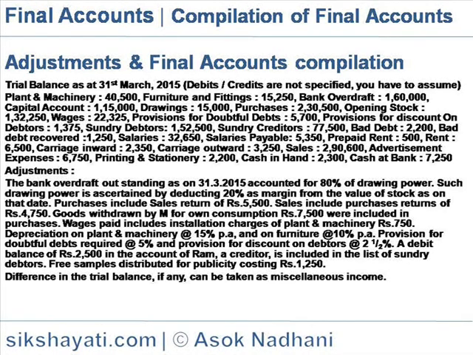Wages paid include installation charges of plant and machinery, rupees 750. Depreciation on plant and machinery at 15%, on furniture and fittings 10% per annum. Provision for doubtful debts required at 5% and provision for discount on debtors is 2.5%. A debit balance of 2,500 in the account of Ram, a creditor, is included in the list of sundry debtors. Free samples distributed for publicity cost 1,500. Difference in the trial balance, if any, can be taken as miscellaneous income.